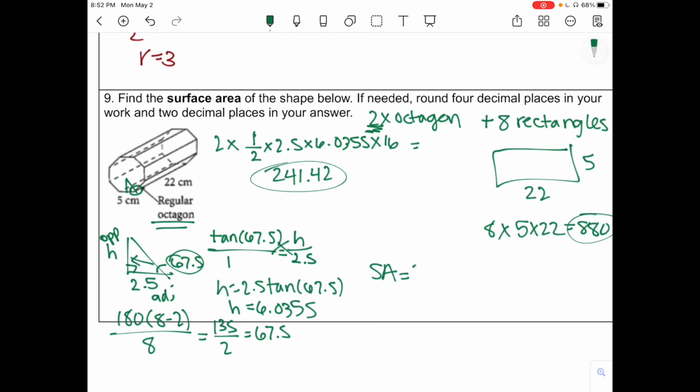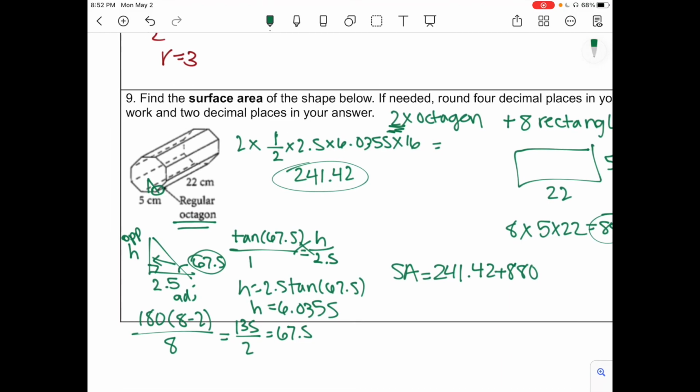So 241.42 plus 880, which is 1,121.42 centimeters squared.